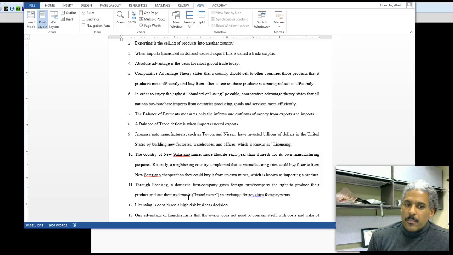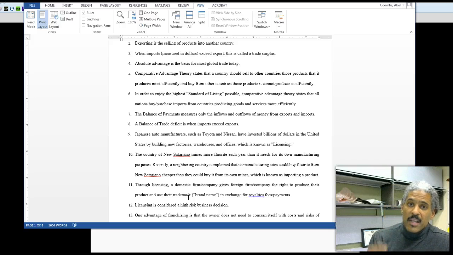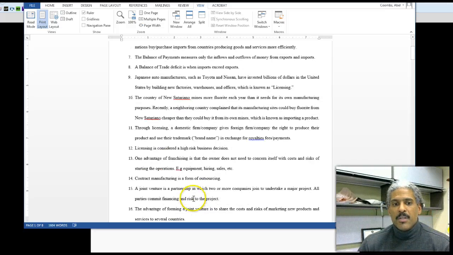Continuing on. 9. Japanese automakers such as Toyota and Nissan have invested billions of dollars in the United States by buying new factories, warehouses, and offices, which is known as licensing. False. They put in the money. That's foreign direct investment. They bought the factories. We own it. We put our own money into it. Let's continue on.